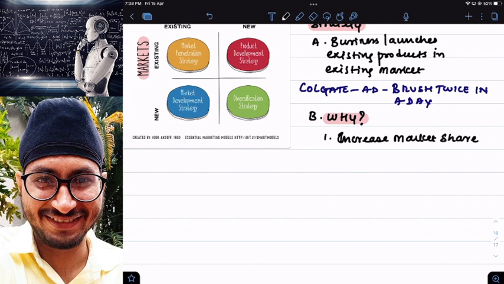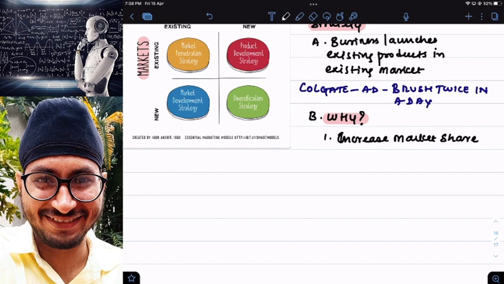So obviously, sir, earlier I used to use a toothpaste for 1 month. Now because of seeing the advertisement regarding brushing the teeth twice a day, I started brushing my teeth twice a day. Because of which now I'm using the same toothpaste for 15 days only. Earlier I used to buy a toothpaste once in a month. Now I'm buying Colgate twice in a month. Because of which sales of Colgate increase. Because of that, market share of Colgate also increases.